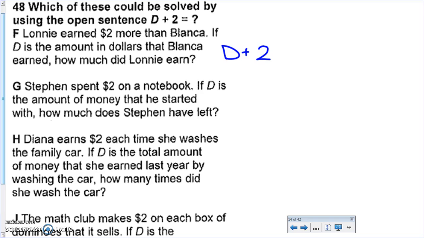For G, Stephen spent $2 on a notebook. If D is the amount of money he started with, how much does he have left? Well, here we're subtracting because Stephen spent the $2, so we have D minus 2.